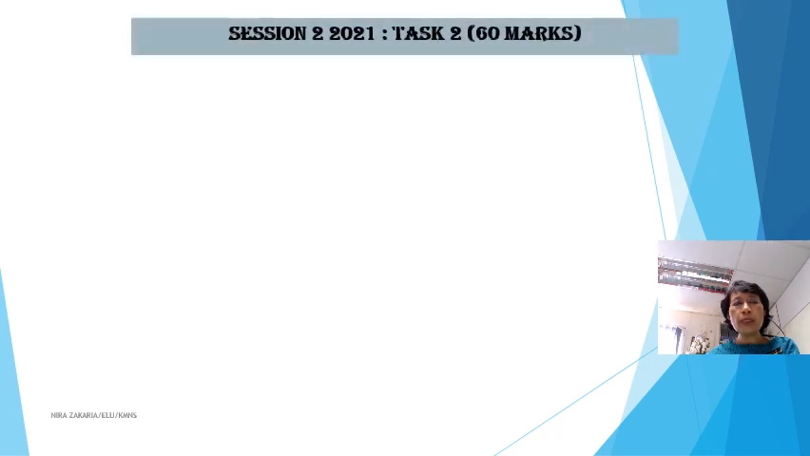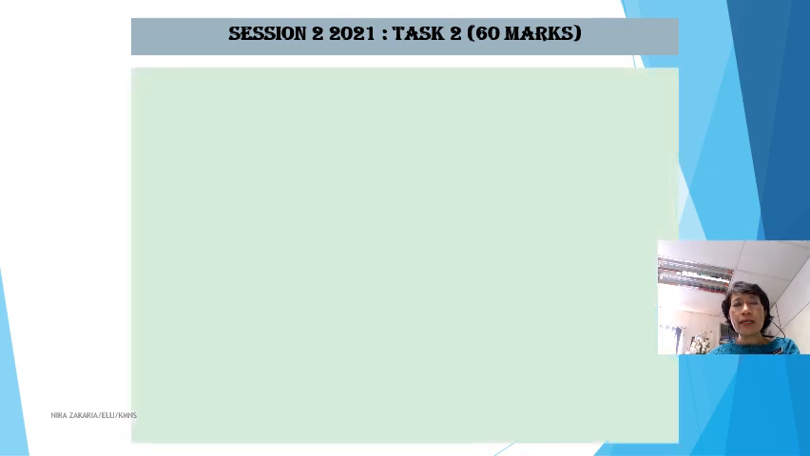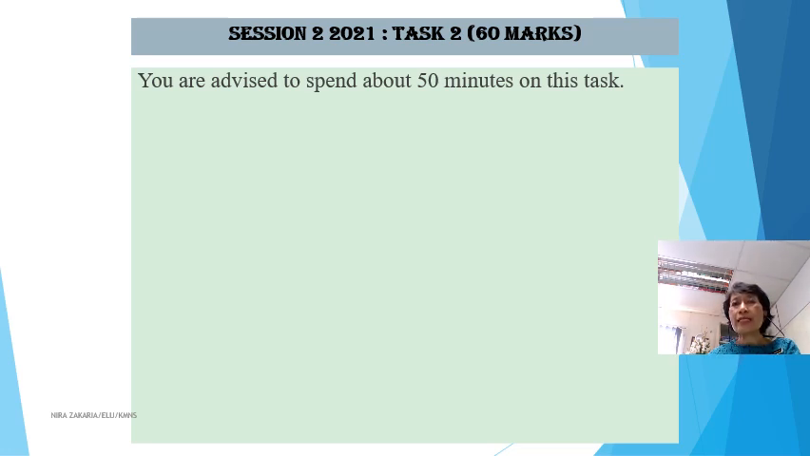Moving on to the next slide, let me take you through the actual MUET paper, Session 2, 2021, the most recent paper. So as you can see, Task 2, 60 marks. And this is the question. You are advised to spend about 50 minutes on this task. As been mentioned earlier, you are given only 50 minutes to complete the essay. Please make sure you abide by the time limit given.